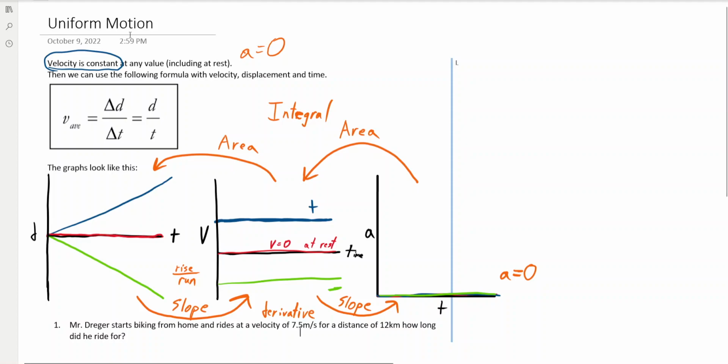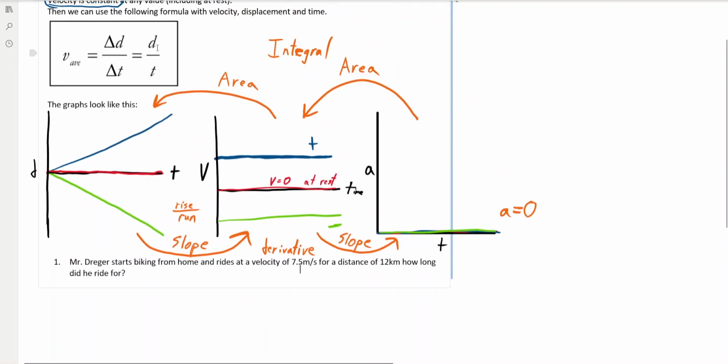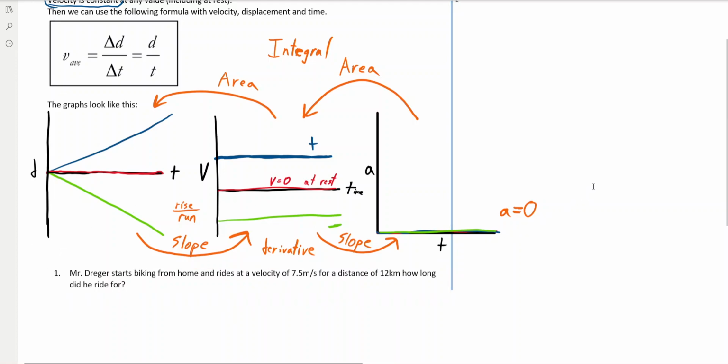Let's move down and try an example question here. Using this formula here, let's see if we can figure out this example question. Mr. Drager starts biking from home and rides at a velocity of 7.5 meters per second.